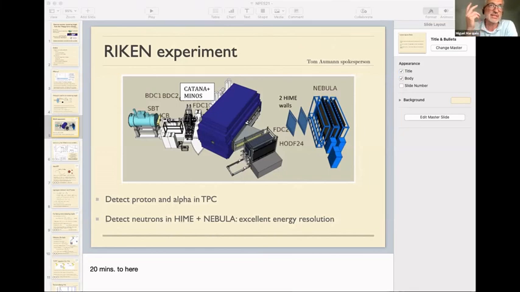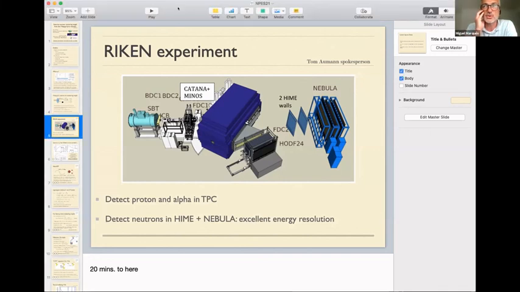So the original idea was doing Triton and helium-6 at once, which technically is relatively easy at RIKEN. But the committee asked to be more certain about the handling of the theory, and I think this is why helium-6 remained as the main reaction. We concentrated on the helium-6 theory for various reasons.